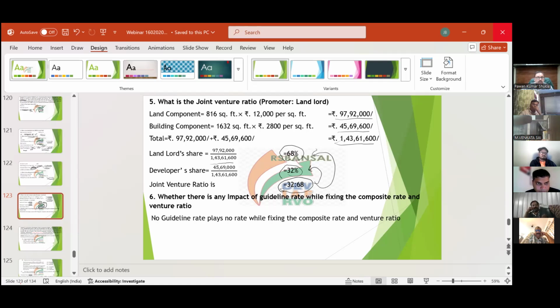So is there any impact of the guideline rate while fixing the composite rate and venture ratio? No. The guideline rate has no effect while fixing the composite rate and joint venture ratio.